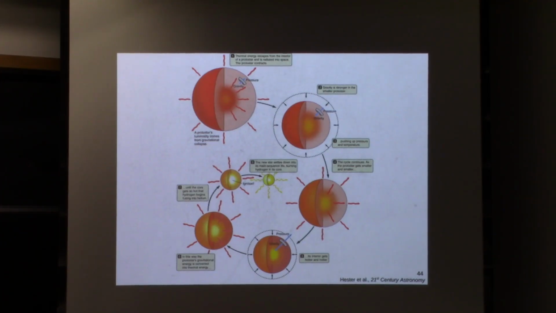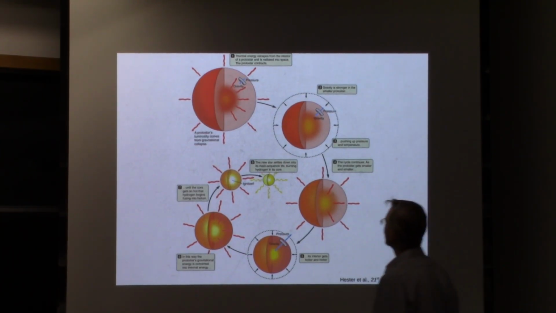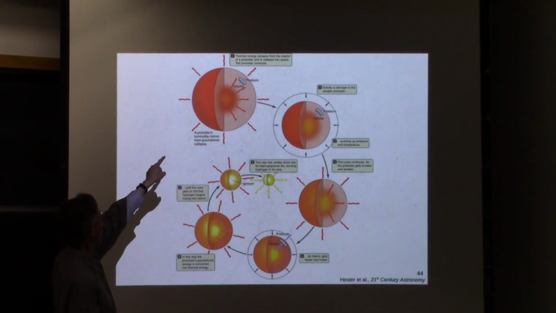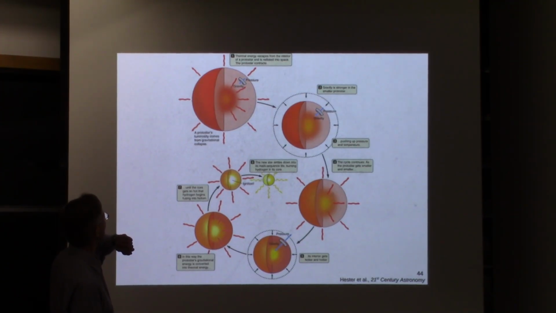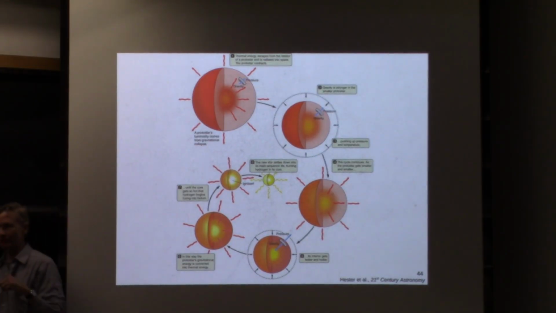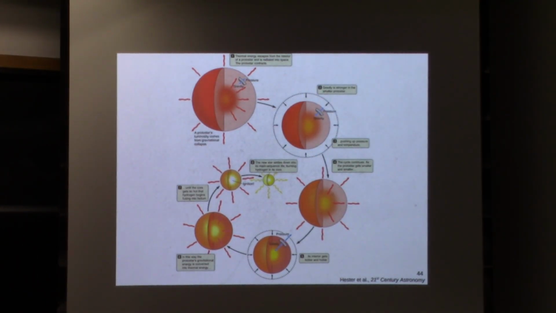All right, so I've mentioned this before, but this is kind of the big picture for star formation. So just go through it here. One, thermal energy escapes from the interior of a protostar and is radiated into space. The protostar contracts. A protostar's luminosity comes from gravitational collapse. It's converting gravitational potential energy into thermal energy and radiation. If it's contracting slowly, then we can apply the virial theorem. It's almost in equilibrium. It's in quasi-equilibrium.